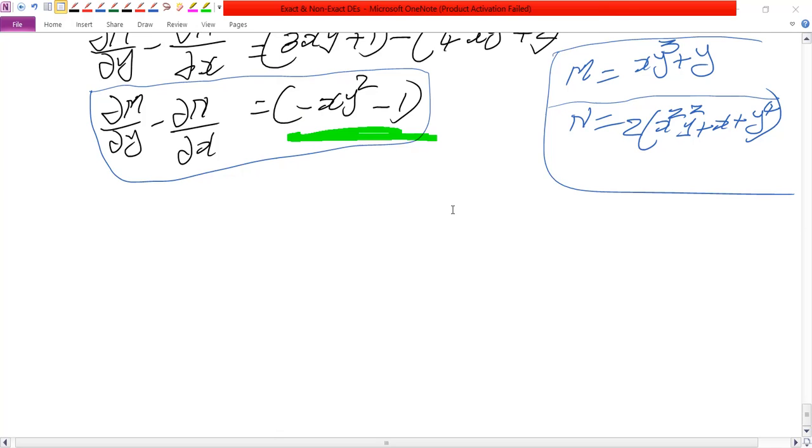Now, here, dou m by dou y minus dou n by dou x contains 2 terms, minus xy square minus 1. But when it comes to m, it also contains 2 terms. But what about n? N contains how many terms? 3 terms are there. Now, if I am dividing these 2 terms with the 2 terms function, then there may be a chance it may get cancelled.